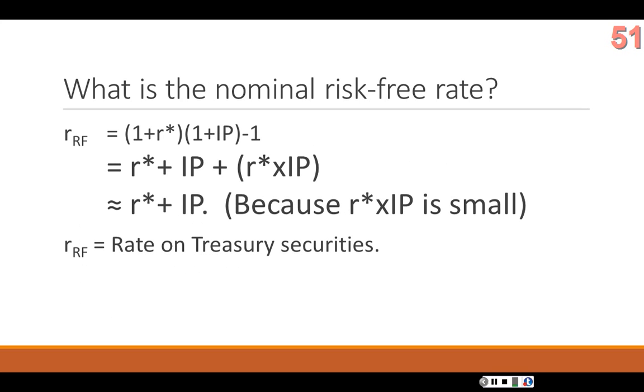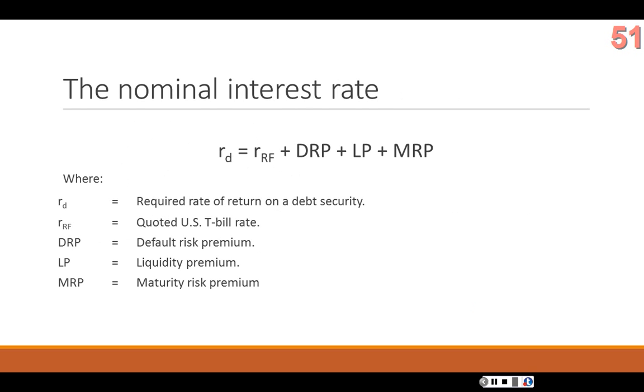So what is the nominal risk-free rate? Treasury inflation-protected securities are tied to inflation and are a good estimate of the real risk-free rate. So these incorporate the inflation premium. That would cause our equation for the required return on a debt security to be equal to the risk-free rate, this rate on Treasury inflation-protected securities, plus our measures of risk: the default risk premium, the liquidity premium, and the maturity risk premium.